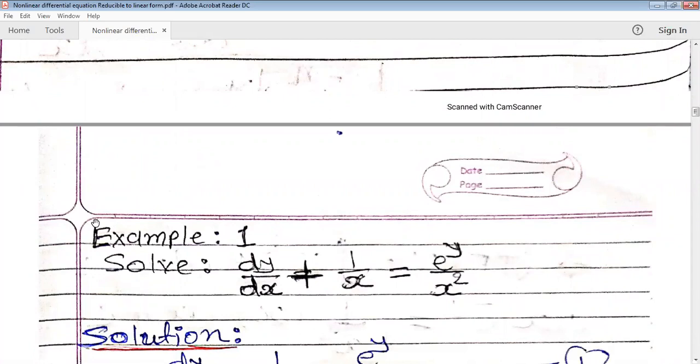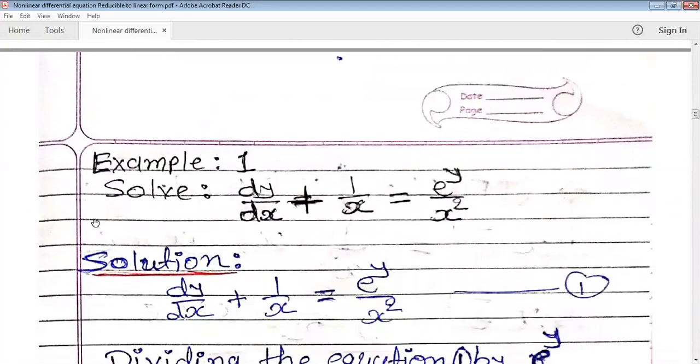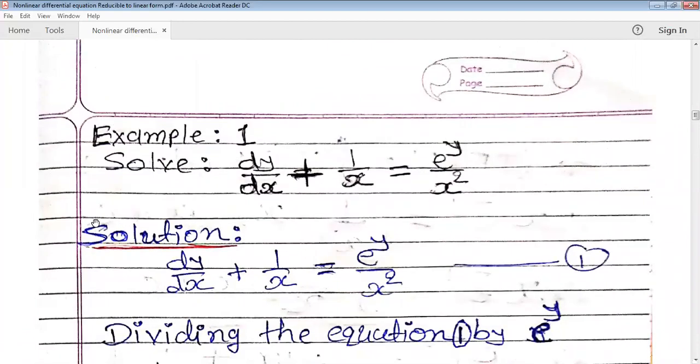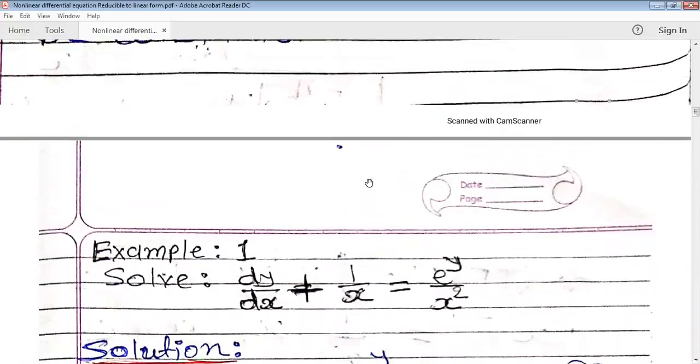And by the previous method that we learned in the last lecture, by using that method we solve the linear equation. Okay. So today I have taken four examples, and all are very important examples. So let's start with example 1. Here our example is dy by dx plus 1 upon x is equal to e raised to y upon x square.